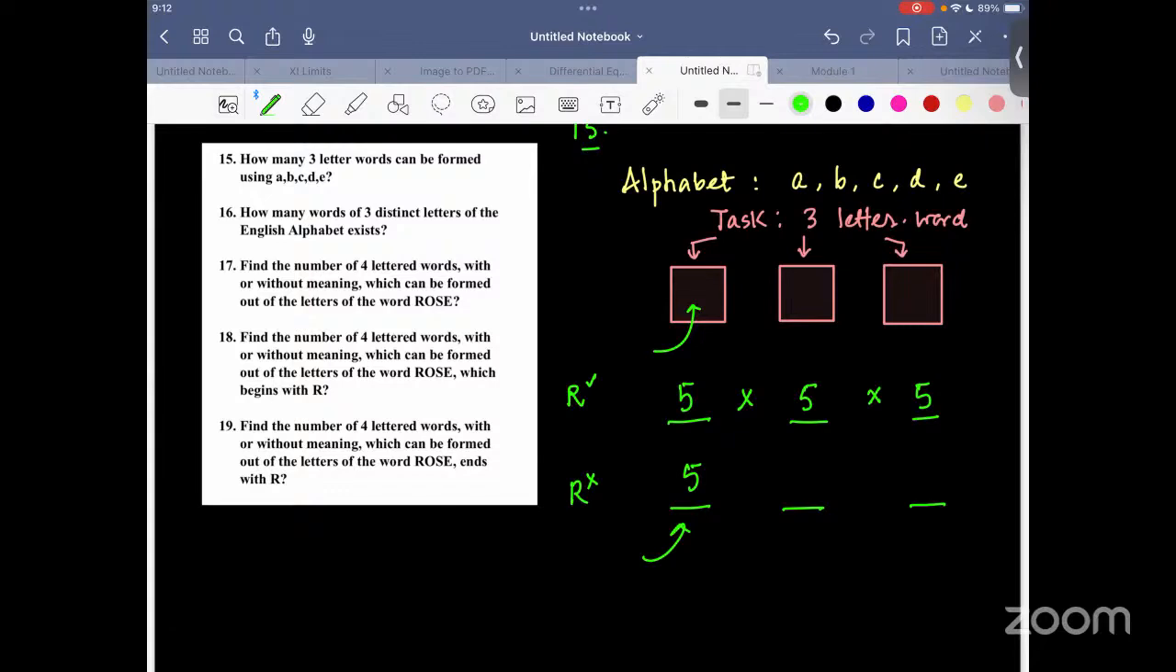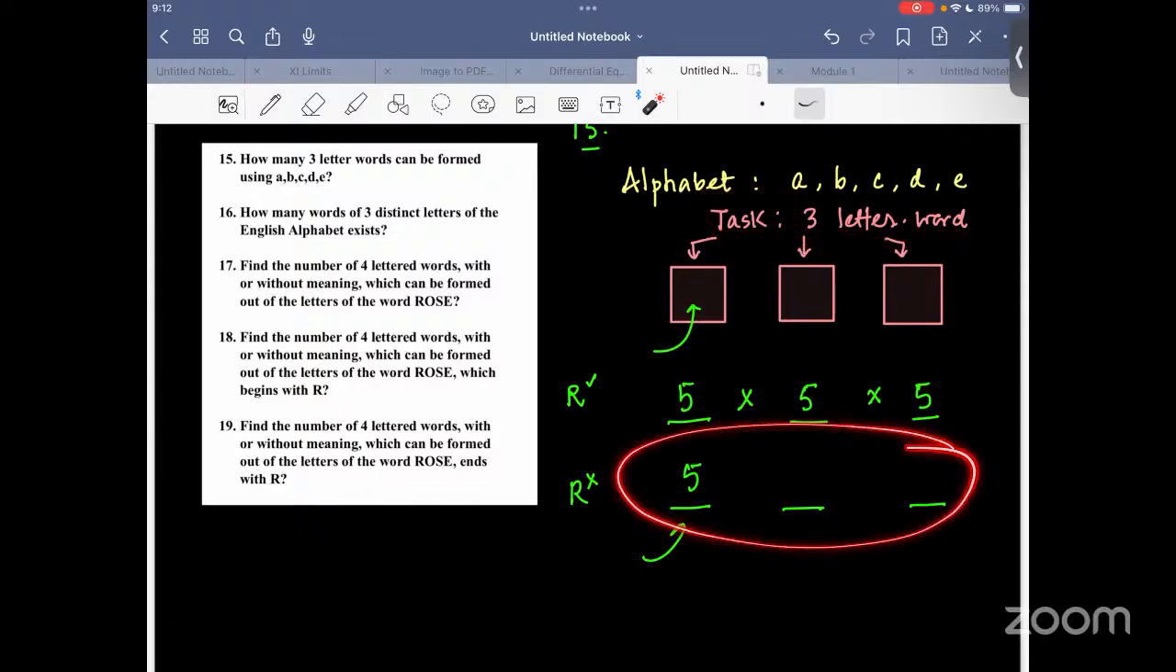Now the next: is your work complete? You will tell me no, sir. How is your work not complete? Ask yourself this question again. What is my work? My work is I need to get a three-lettered word. Have I obtained a three-lettered word by just filling the first place? The answer is no. Since the answer is no, that means the work is not complete. Since the work is not complete, what I need to do is multiply.